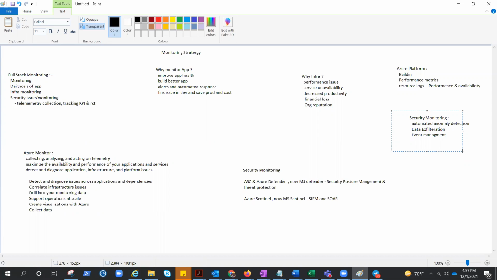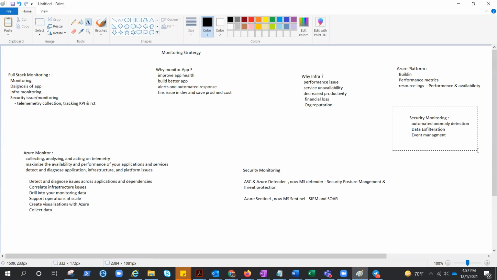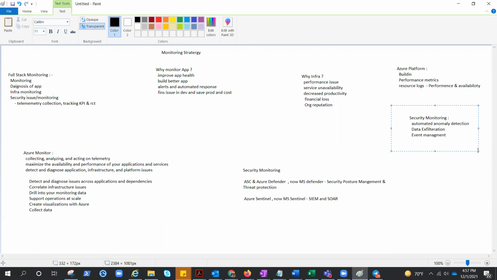Your security monitoring solution should include strong automated anomaly detection and event management to combine multiple related events into a single actionable alert. And this is also part of full stack monitoring, because if you're leaving out security, it doesn't matter how available you are, how good your performance is. If you encounter any security related issue, everything is gone, right? So security is very, very important. And you should secure your entire organization with the help of monitoring. That's what we're talking about here, monitoring, right?